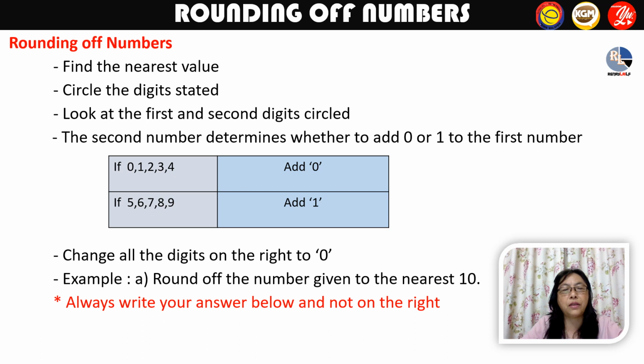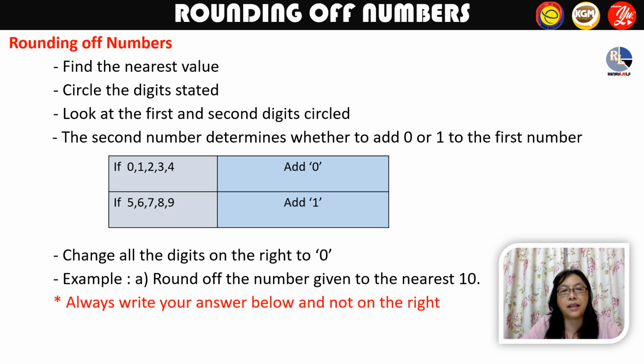Alright, what we need to learn is we need to circle the digits stated. Look at the first and second digits circle. The second number determines whether to add 0 or 1 to the first number. So we're going to look at the second number. If the second number is either 0, 1, 2, 3 or 4, we will add 0 to the first number.